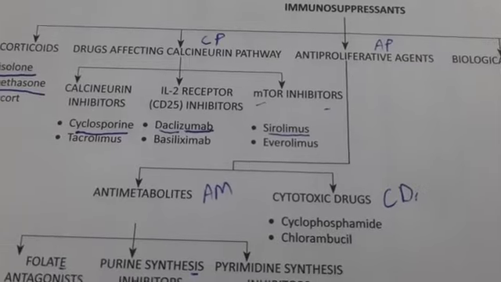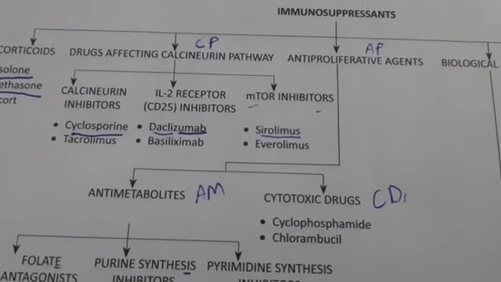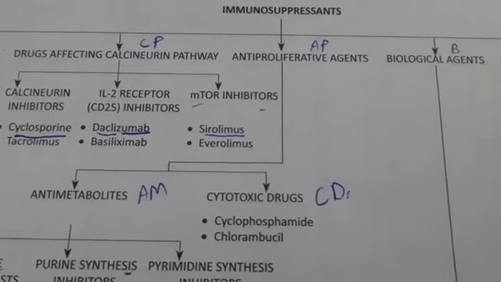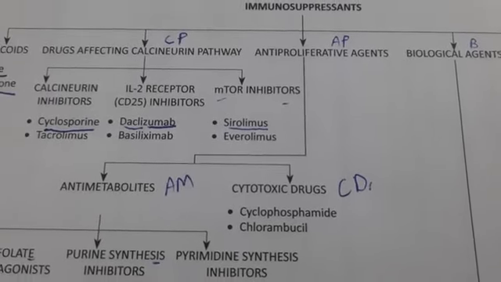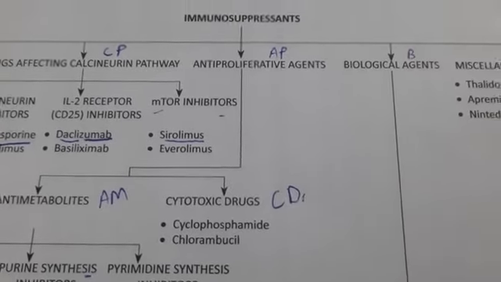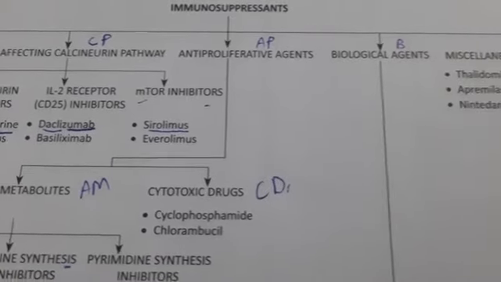Drugs affecting calcineurin pathway: calcineurin inhibitor, cyclosporin; interleukin 2 receptor inhibitor, CD25 or daclizumab; mTOR inhibitor, sirolimus.